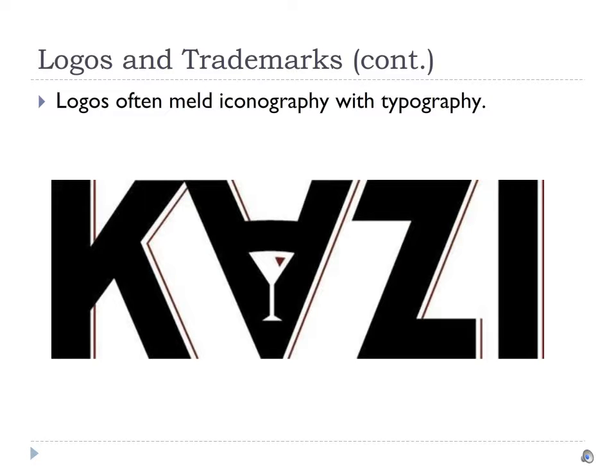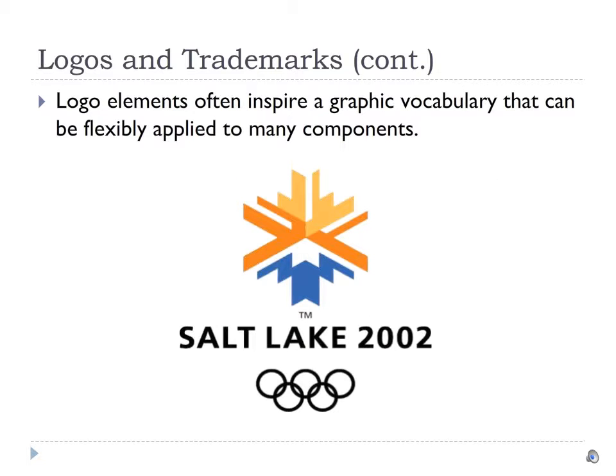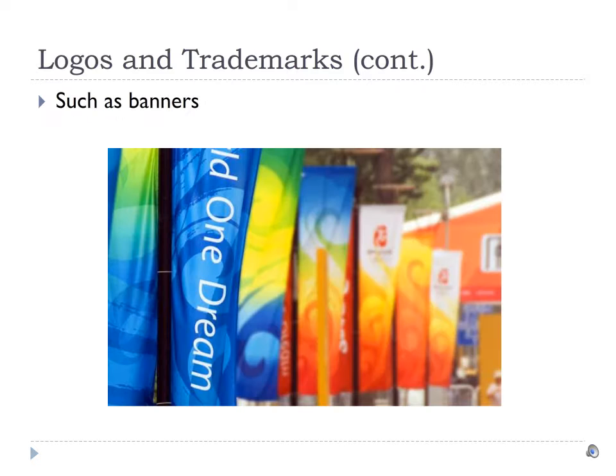We also often see logos meld iconography with typography like the example here. The addition of the martini glass icon lets us know something about the business. Logo elements also often inspire a graphic vocabulary that can be flexibly applied to many components. In this example, we are looking at the Salt Lake Olympic logo from 2000.